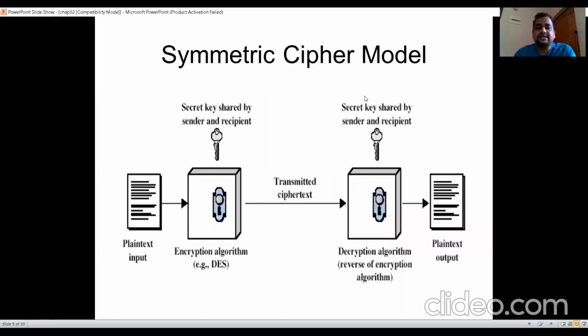Now, this is the exact structure of the symmetric cipher model. The model consists of only one key, which is shared by the sender as well as the receiver. In the diagram, this one is my plain text. I have used a cryptographic algorithm. Let the cryptographic algorithm be DES. We'll discuss DES later.